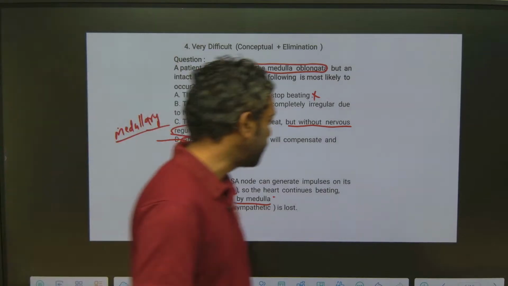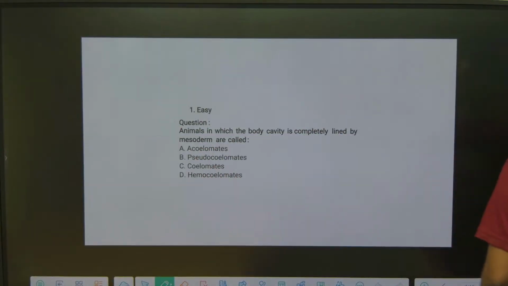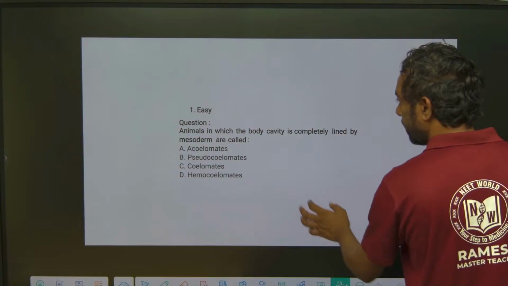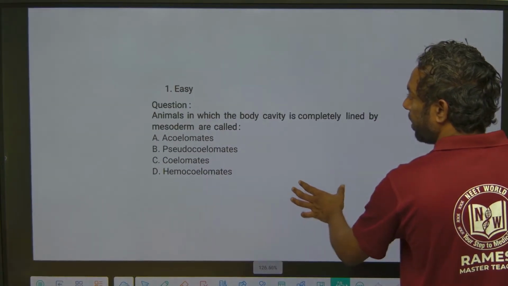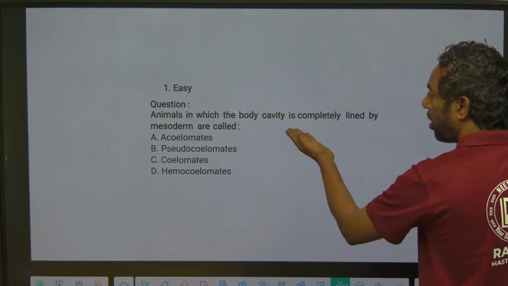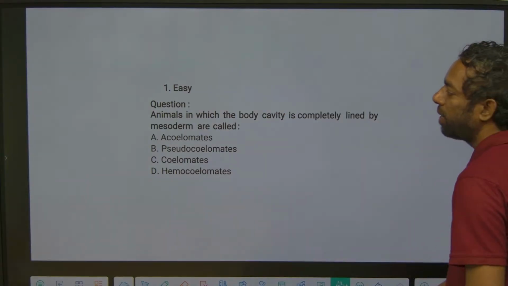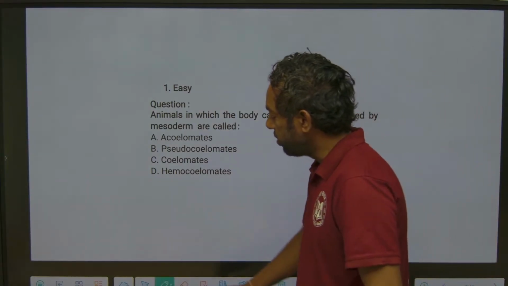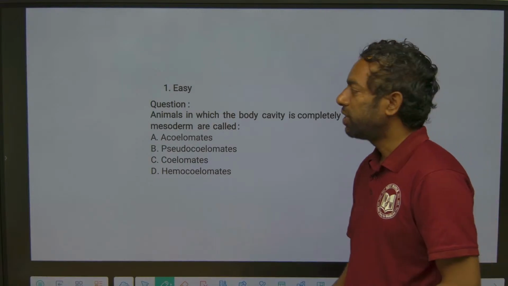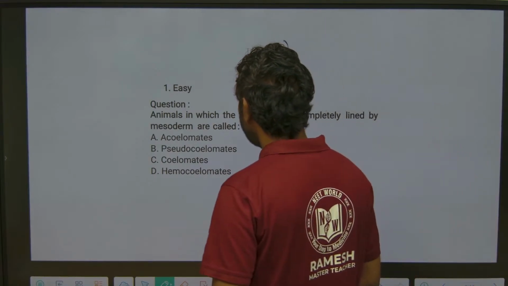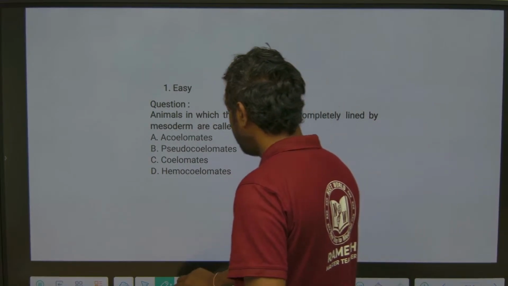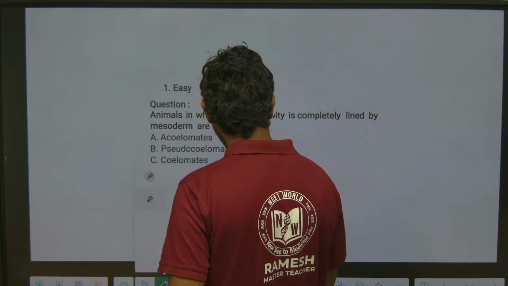Yeah, next question. Easy question. This is an easy question in this chapter. The animals in which the body cavity is completely lined by mesoderm is called... Okay, guys, there are certain layers in the embryo.